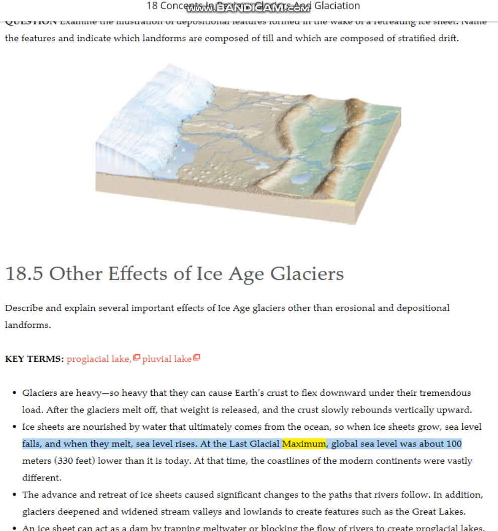At the last glacial maximum, global sea level was about 100 meters, 330 feet, lower than it is today. At that time, the coastlines of the modern continents were vastly different. The advance and retreat of ice sheets caused significant changes to the paths that rivers follow. In addition, glaciers deepened and widened stream valleys and lowlands to create features such as the Great Lakes.